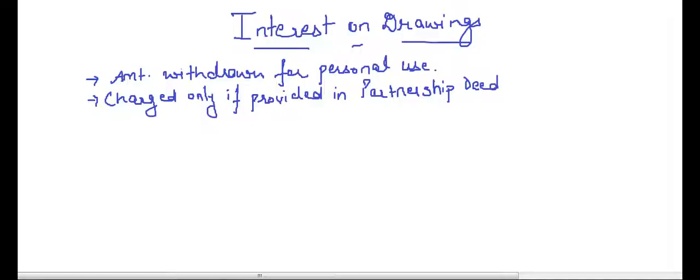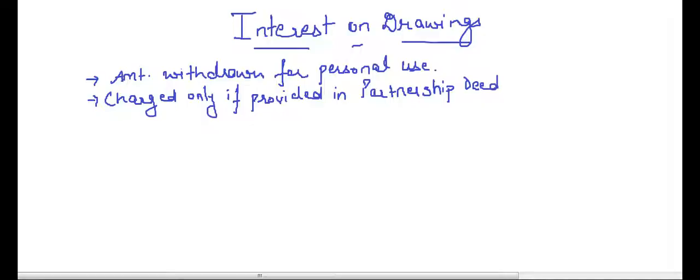Clear? Now we have discussed the treatment of interest on drawings in the P&L appropriation account, that it is an income for the firm, so it will be shown on the credit side of the P&L appropriation account. Clear? And we have discussed its treatment in the partners' capital or current accounts.